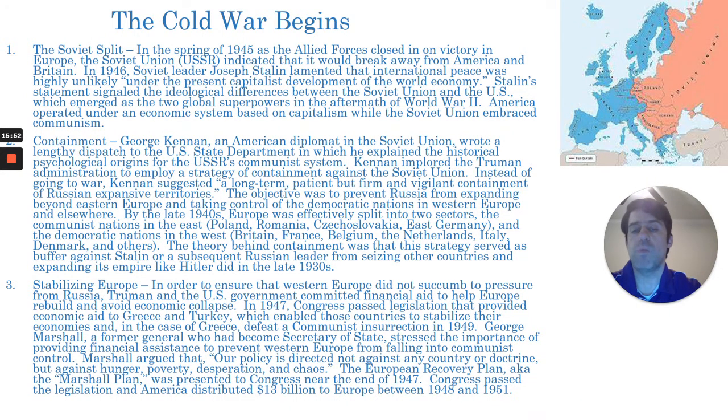So the U.S. ultimately employed what was officially the European Recovery Plan. It became known as the Marshall Plan, as it sort of was the manifestation of Marshall's argument. It was presented to Congress near the end of 1947, and Congress passed the legislation early in 1948. And as a result of this, America distributed $13 billion in economic aid to Europe, to the countries of Western Europe, between the years 1948 and 1951.